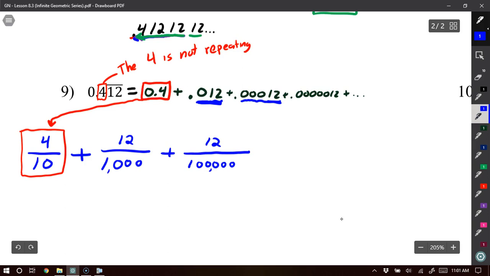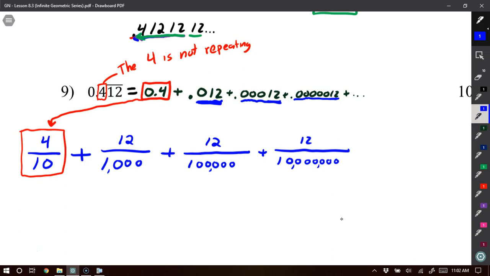So I have 100,000. Plus, I have my 12. Well, how many total numbers after the 0? Let's see, 2, 4, 6, I believe 7 numbers after the 0. So 7 zeros on the bottom. 1, 2, 3, 4, 5, 6, 7. Boom, boom. And so that, don't forget the plus, dot, dot, dot. There we go. That is it written out as a fraction.